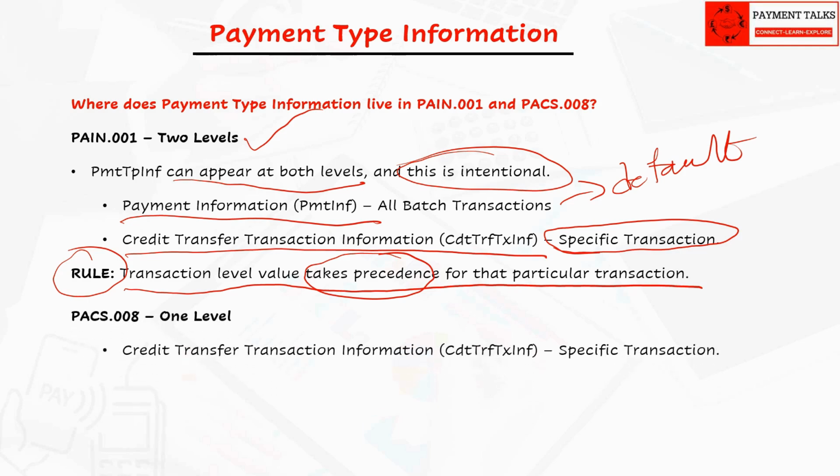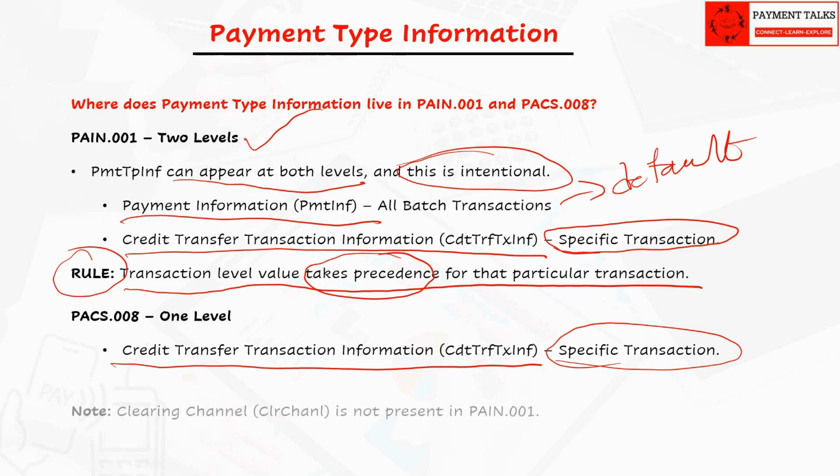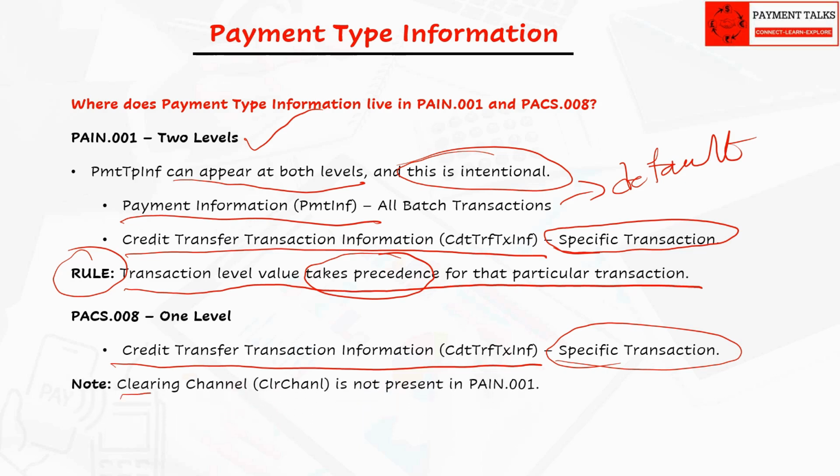PACS.008 is an interbank message. It carries one credit transfer transaction per message instance in the CBPR plus or cross-border context. Payment type info sits at the credit transfer transaction level, that is, transaction level only, since there is no grouping or batch concept in PACS.008. Importantly, PACS.008 introduces one additional subfield, clearing channel, which is not present in PAIN.001. We will cover more on this later.